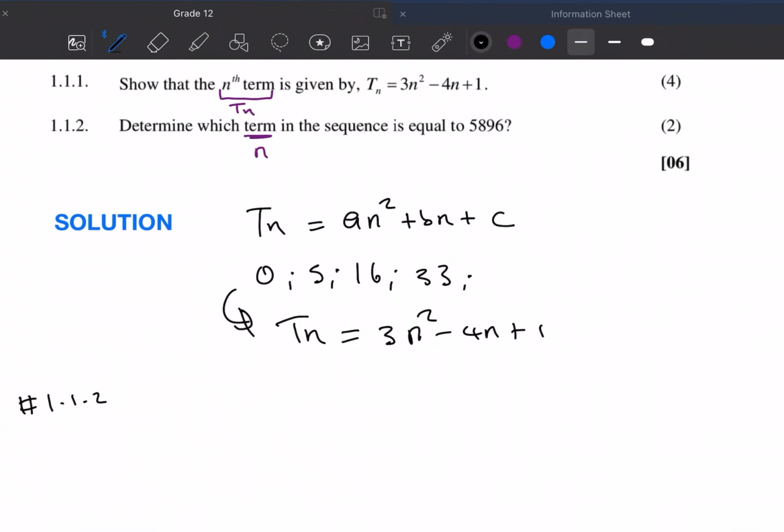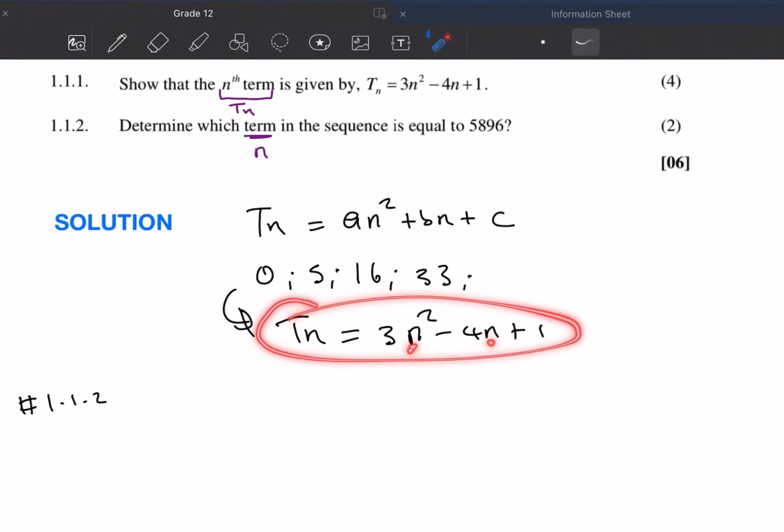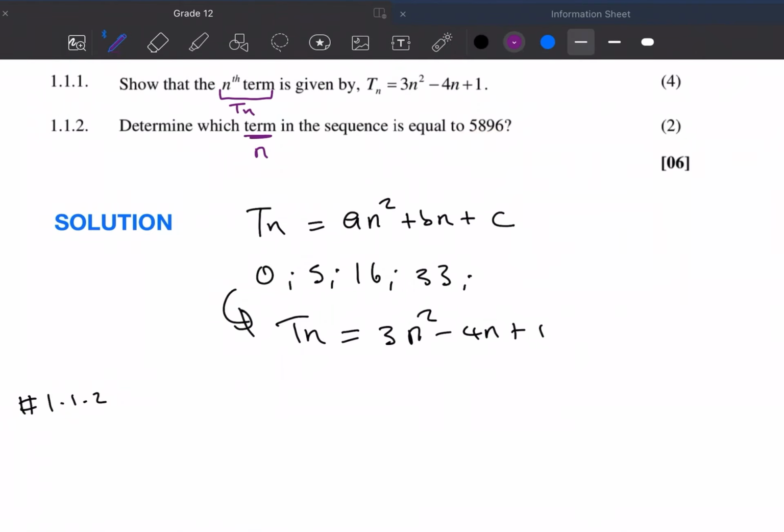Determine which n in the sequence is equal to 5,896. Okay, so what does this mean? They want us to solve for n in this equation, right? So what is 5,896? 5,896 is our Tn. Tn is 5,896. How do you know that?